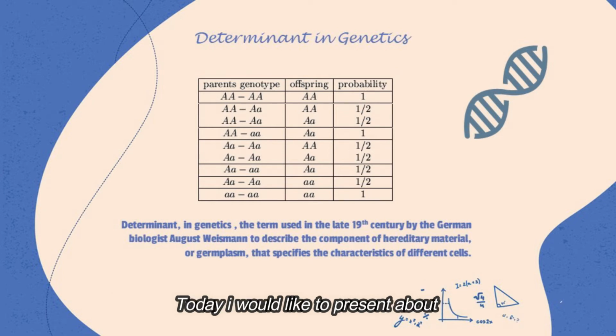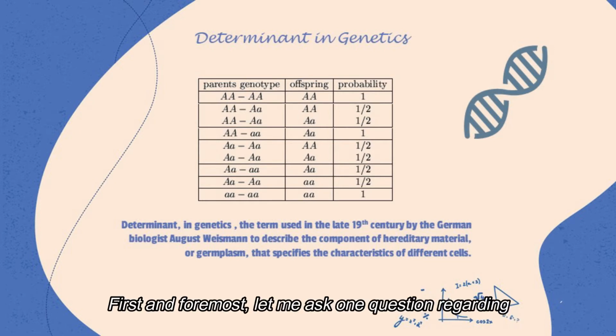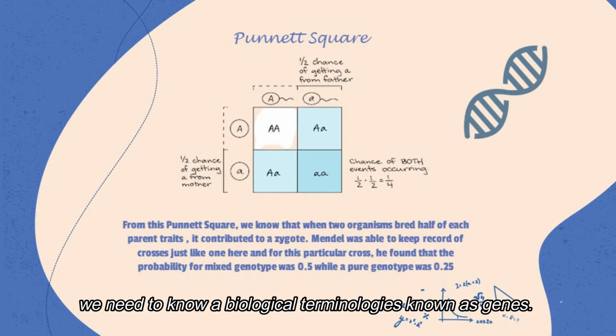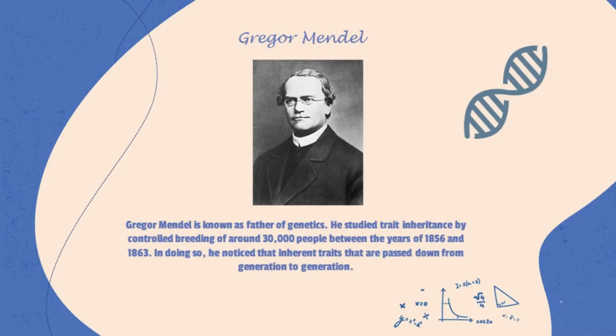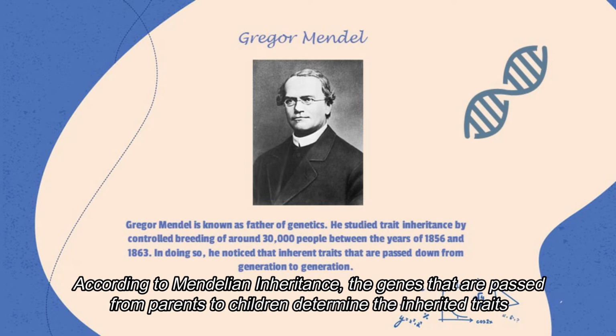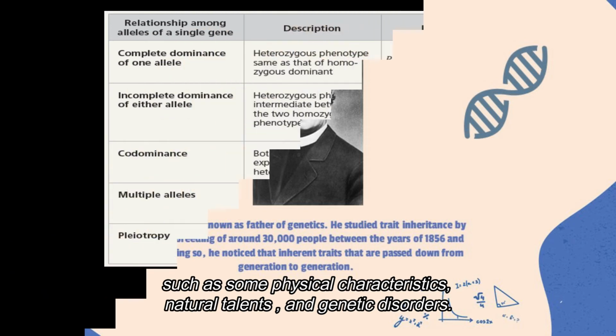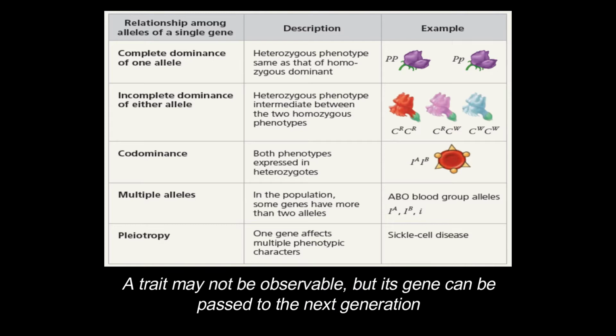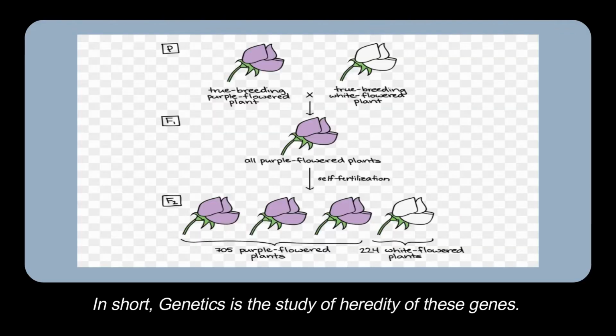Today, I would like to present about the application of linear algebra to genetics. First and foremost, let me ask one question regarding what is meant by genetics. To understand genetics, we need to know a biological terminology known as genes. According to Mendelian inheritance, the genes that are passed from parents to children determine the inherited traits such as some physical characteristics, natural talents, and genetic disorders. A trait may not be observable, but its gene can be passed to the next generation. In short, genetics is the study of heredity of these genes.